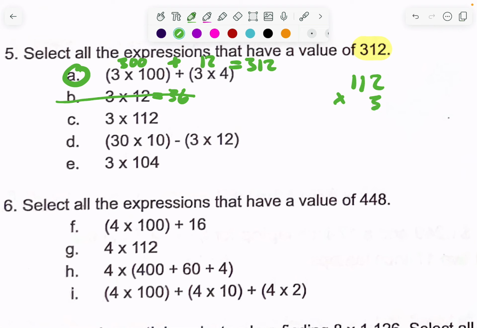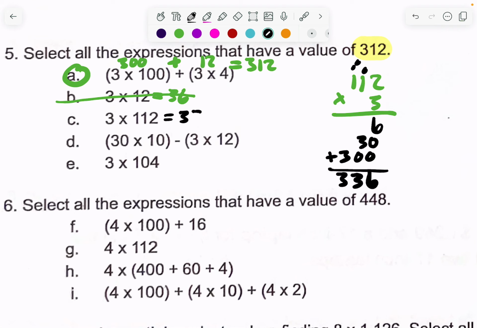Times 3. I'm going to use my partial products to help me solve this. 2 times 3 is 6. 3 times 1. Oh, it's not 1, it's 10. Gotta add my magic zeros. This is a good reminder. 3 times 1 is 3. Add my 0. And then 3 times 100 is 300. I'm going to add my numbers up. That is 336. That's way too much. So that told me right there, get rid of it.